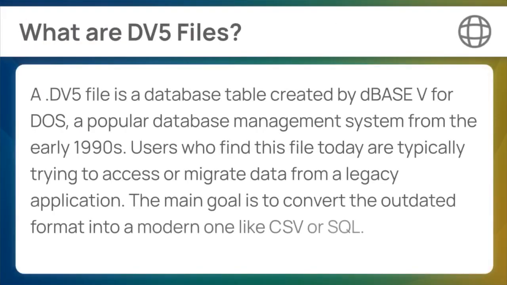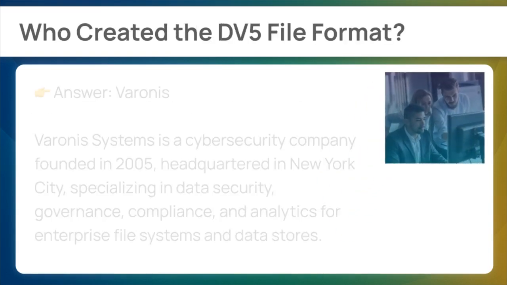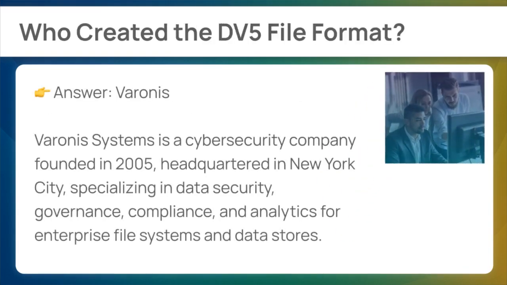A .dv5 file is a database table created by DASE for DOS, a popular database management system from the early 1990s. Users who find this file today are typically trying to access or migrate data from a legacy application. The main goal is to convert the outdated format into a modern one, like CSV or SQL.